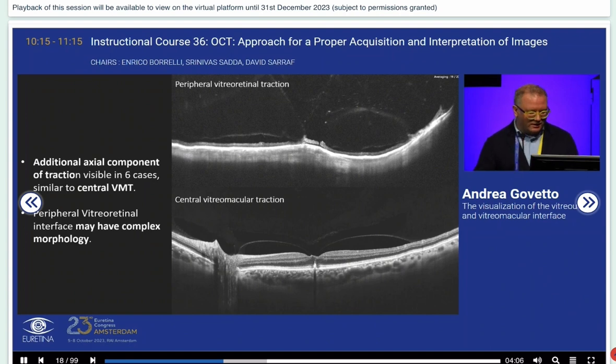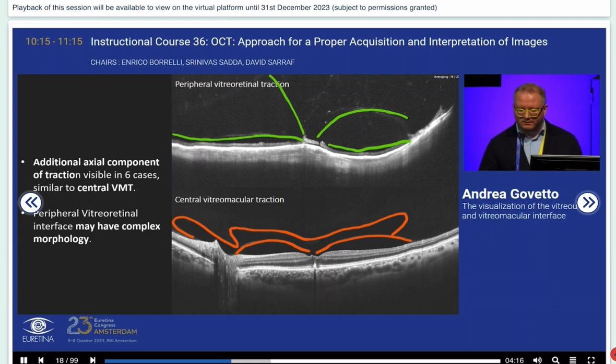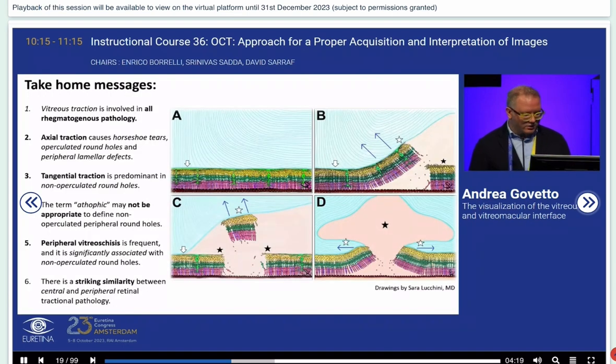And look at how beautifully similar this vitreoretinal traction in the periphery is, and how it is the same in the macula. It means that the pathology is somehow shared between the two locations. So at the end, traction is important in vitreoretinal pathology, in all of the rhegmatogenous lesions.